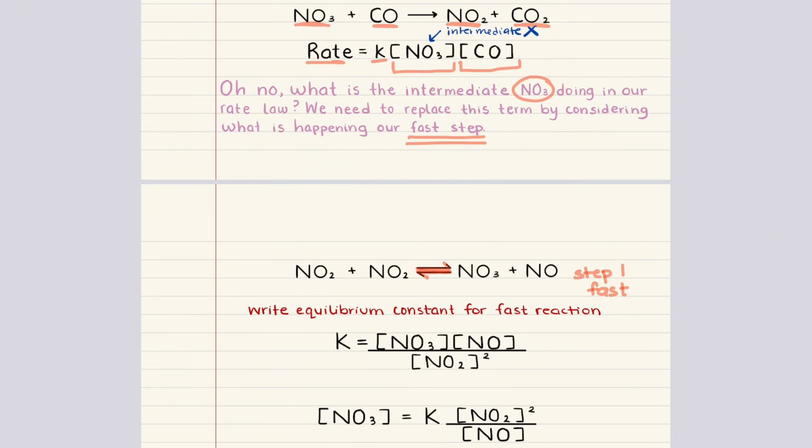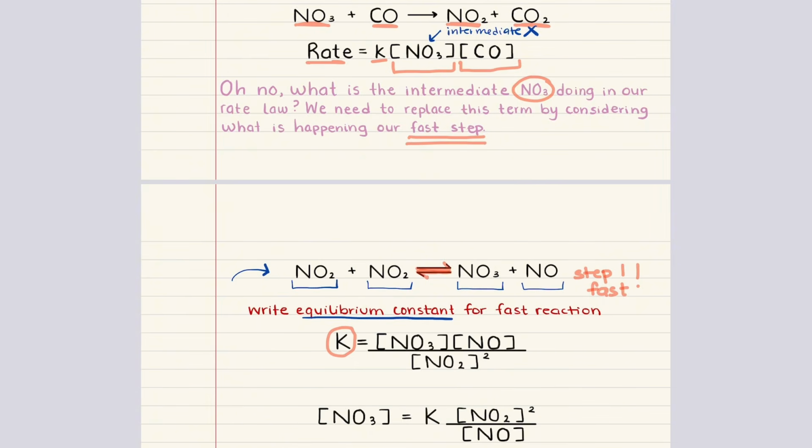So that means we're going to now focus on step one so that we can get an alternative expression to replace this nitrogen trioxide term in our rate law. Now, the equilibrium constant for step one is going to help us do that. Step one shows us that nitrogen dioxide reacts with nitrogen dioxide to form nitrogen trioxide and nitrogen monoxide. Because this step is fast, we're going to write an equilibrium expression.